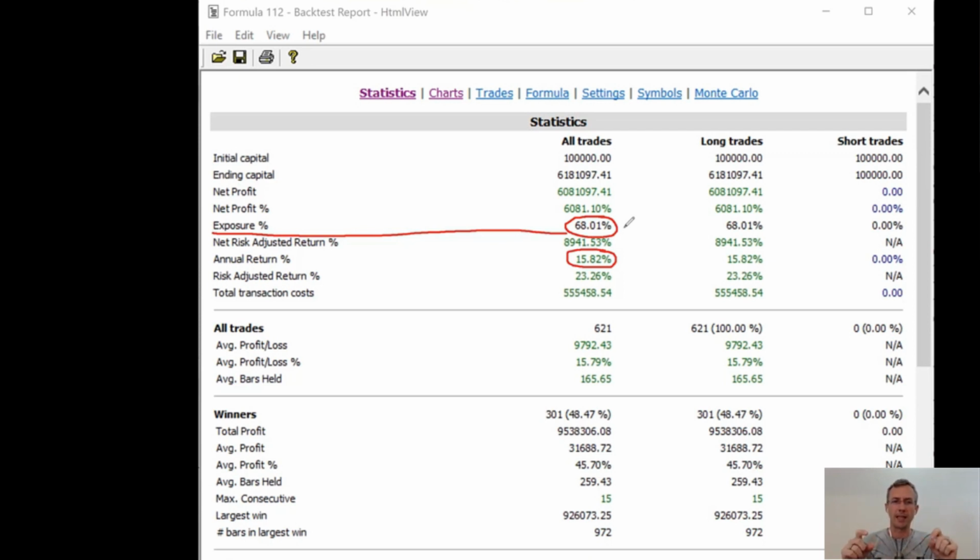And the great thing about that is you could take that system, because the exposure is low, and you could combine it with another system with low exposure, and another system with low exposure, and another system with low exposure, and pretty soon you've got some magic happening in your portfolio. Does that make sense?